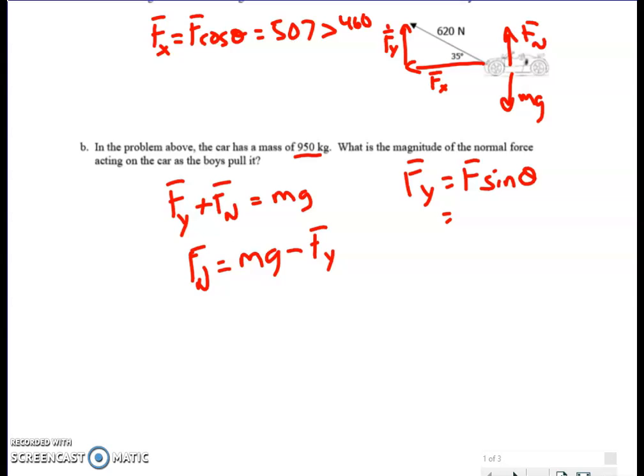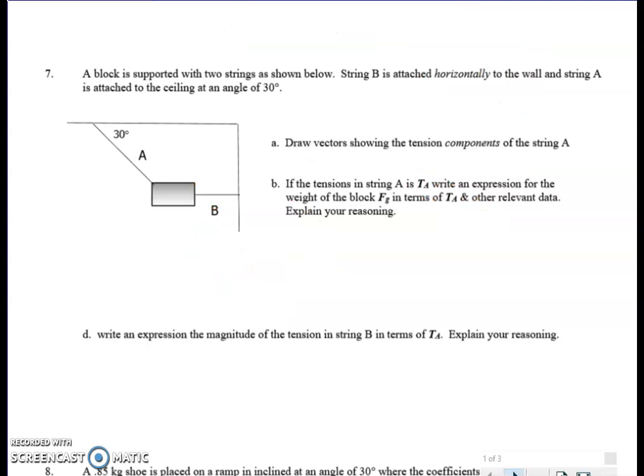When you plug in the numbers, you get something like 300. Let me just take a look at the quiz I have. You get 356. And so when you plug in all the values here, you should get 8950 or something close to that. Okay, moving on.